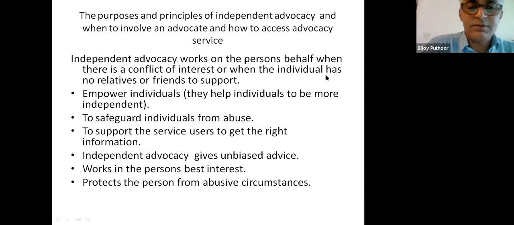To support service users to get the right information, the advocates can give the person the right information. So if they want to move from one service to another, the advocate can give them the most up-to-date information so that they can make their own choice. It gives an unbiased service and works in the person's best interest. It protects people from abusive circumstances, which we have already said. Okay, so that is the purpose and principles of independent advocacy.